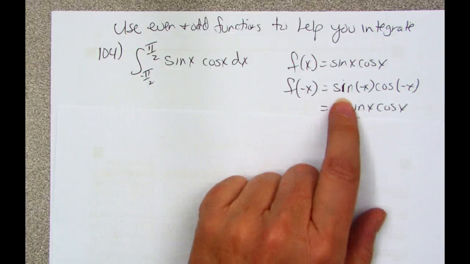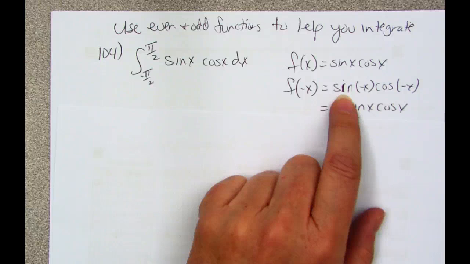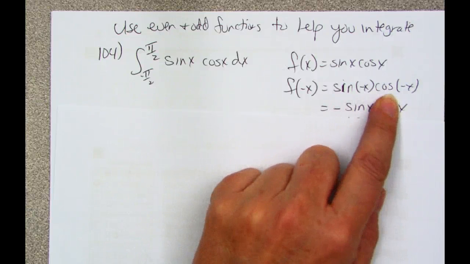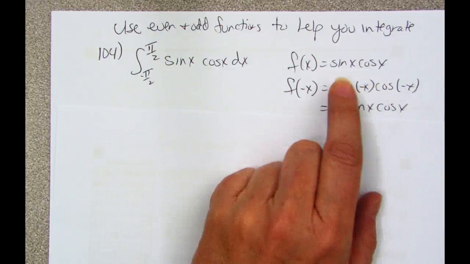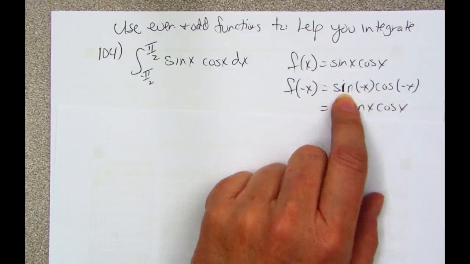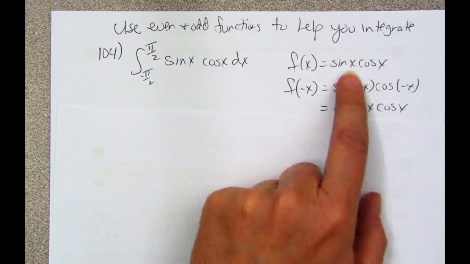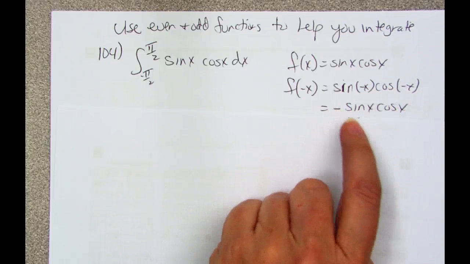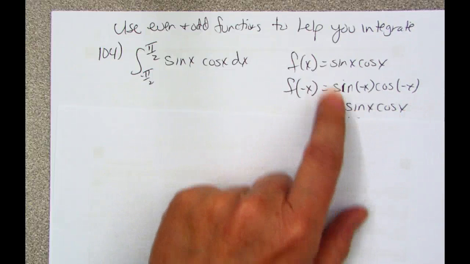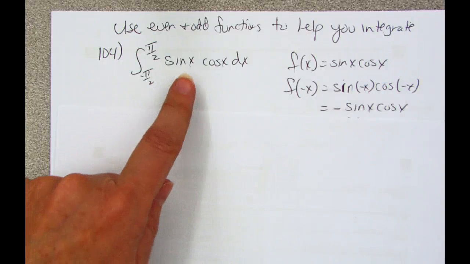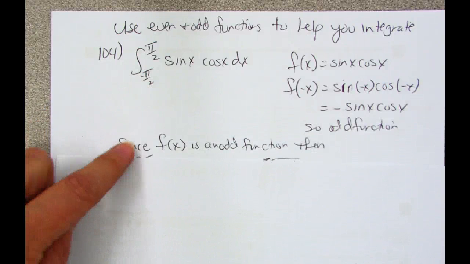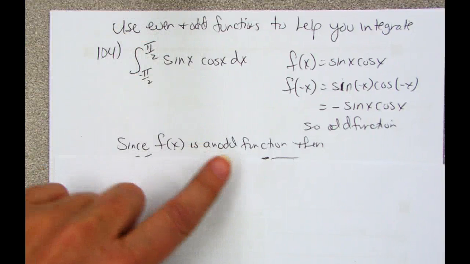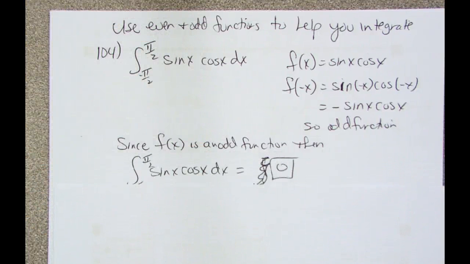And if you remember from Precalculus, the 2 out of the 6 trig functions that are even are cosine and its counterpart secant. Sine, cosecant, tangent, cotangent are all odd functions. So this produces the negative sine x, this produces a cosine x, so this entire function is now an odd function. It's the opposite of the original. So now that I know that this is really an odd function, since f of x is an odd function, we just discovered that, then this integration is just 0.